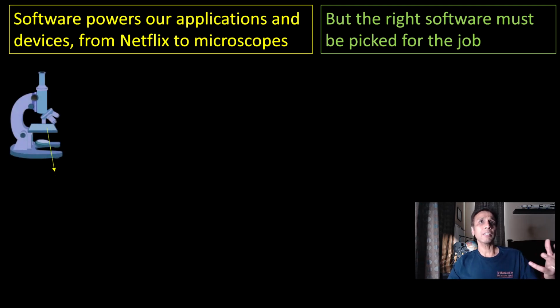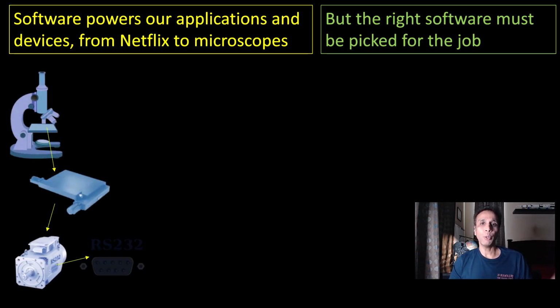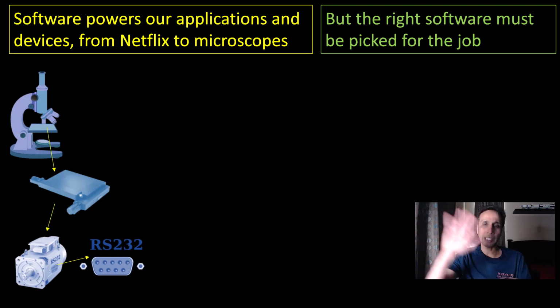Now let's take this microscope example. What do you have on a microscope? If you have an automated microscope, you have an automated stage where the stage moves and you image it. And this can be a telescope. This can be any instrument, it doesn't matter. There is something that's moving in this example. And how can it move? Because it has a motor.